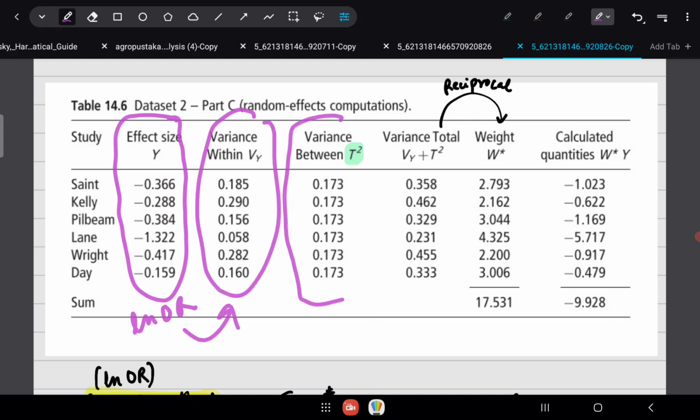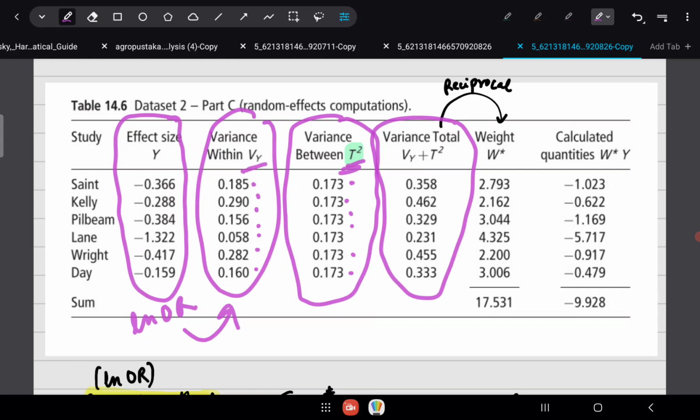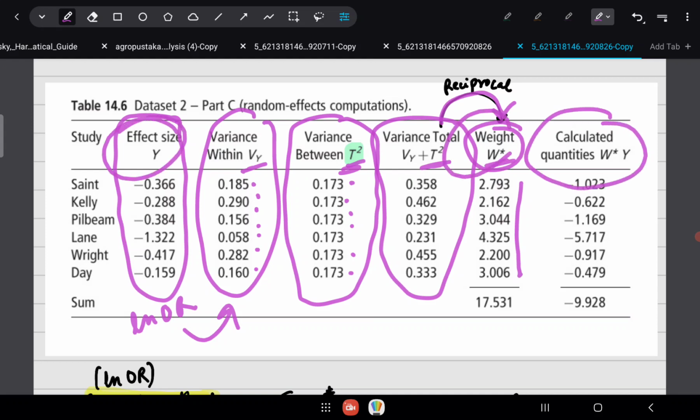Now this is the between study variance that we just calculated, tau square, and it will be the same for all the studies, and within study variance will be different for all the studies depending on the sample size of the study. Then this is the total variance, which is the summation of within and between study variance. Then you can take the reciprocal of this total variance to get the weight under random effect modeling, right? So these are the weights under random effect modeling, and finally you can calculate the product of the weight and the effect size.